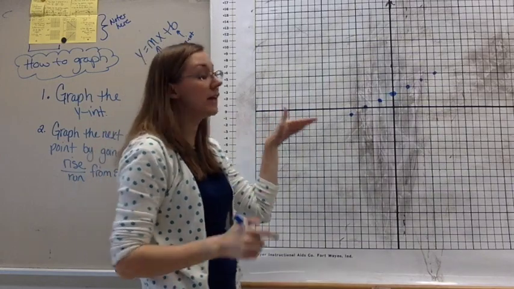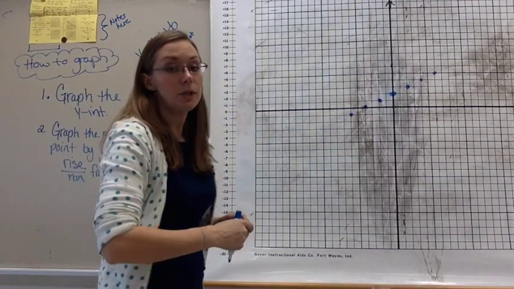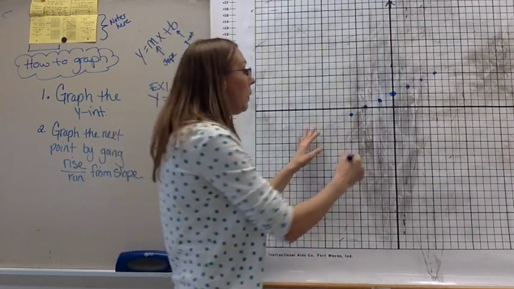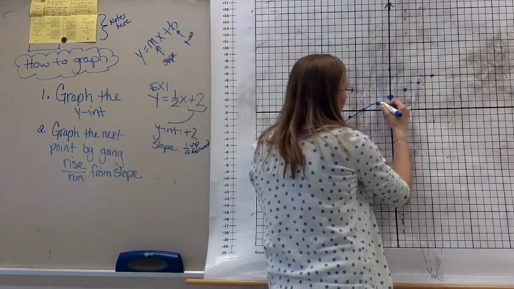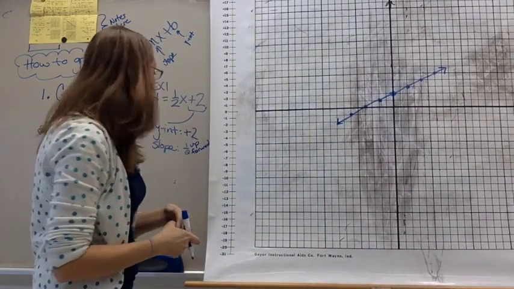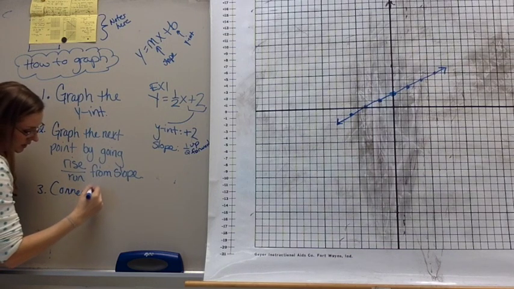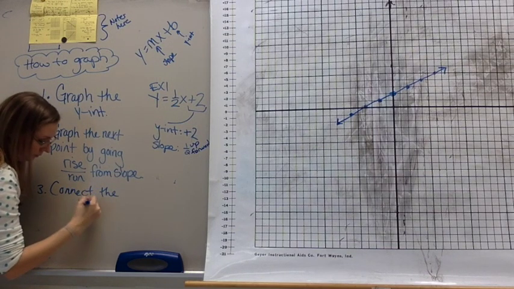I want you to graph lines on your example right here in this first graph in both directions. Once you've graphed the points with an equation, you will always connect the dots to make a line. So that'll be our third step: connect the points.